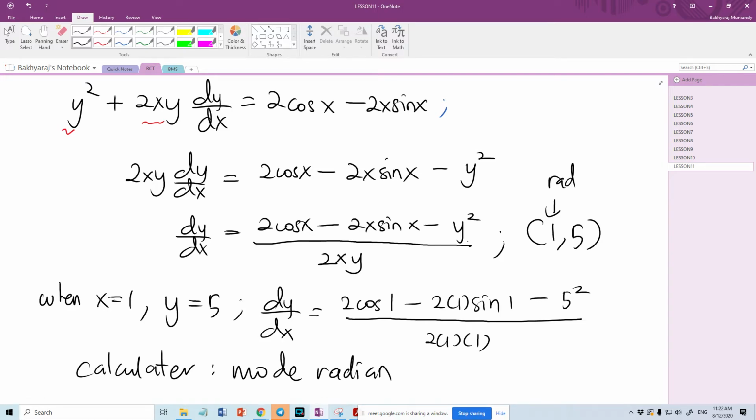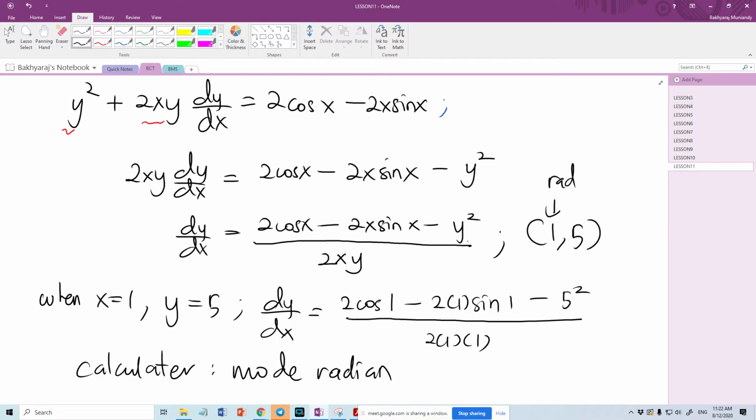Okay, so you change your mode to radian. So how to do radian? Press mode 4 times on the calculator: mode 1, 2, 3, 4. When you press mode 4 times, you can see radian. Then press 2. Now you can put the values inside the formula.